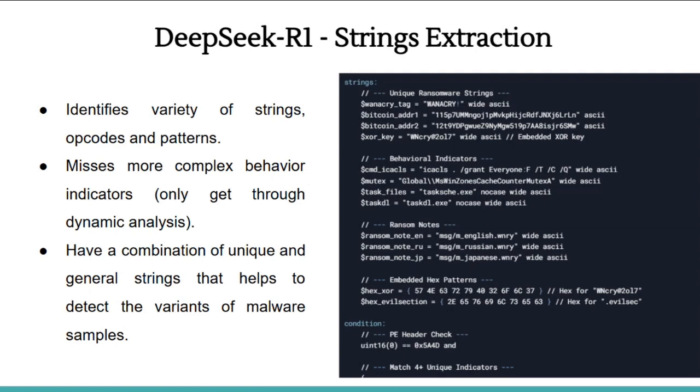For string extraction, it identifies a variety of strings but misses more complex behavior. DeepSeek, on the other hand, has a combination of unique and general strings. So it is able to identify unique strings, but it has some issues with the general strings as well, for the detection of the malware samples. And here I'll ask my colleague, Miss Tehniyat, to jump in, and if she wants to add something, that will be really helpful.